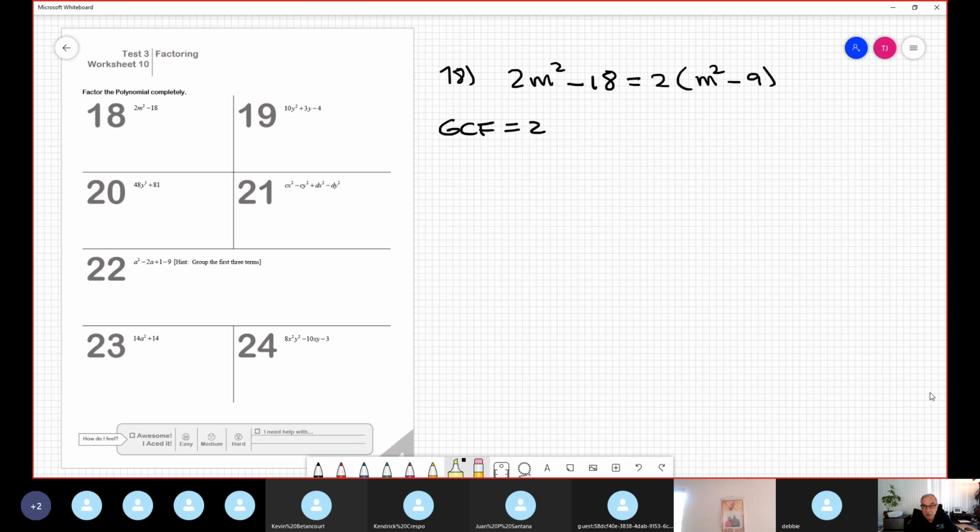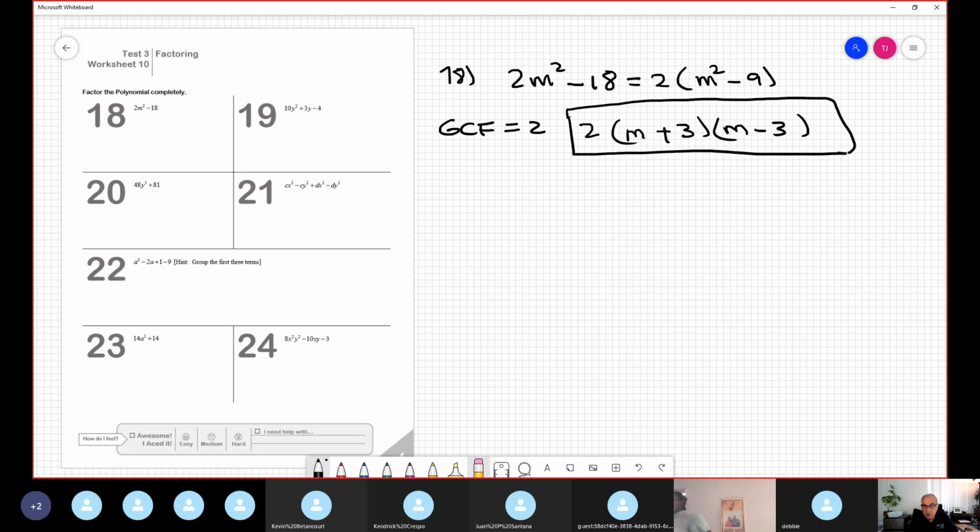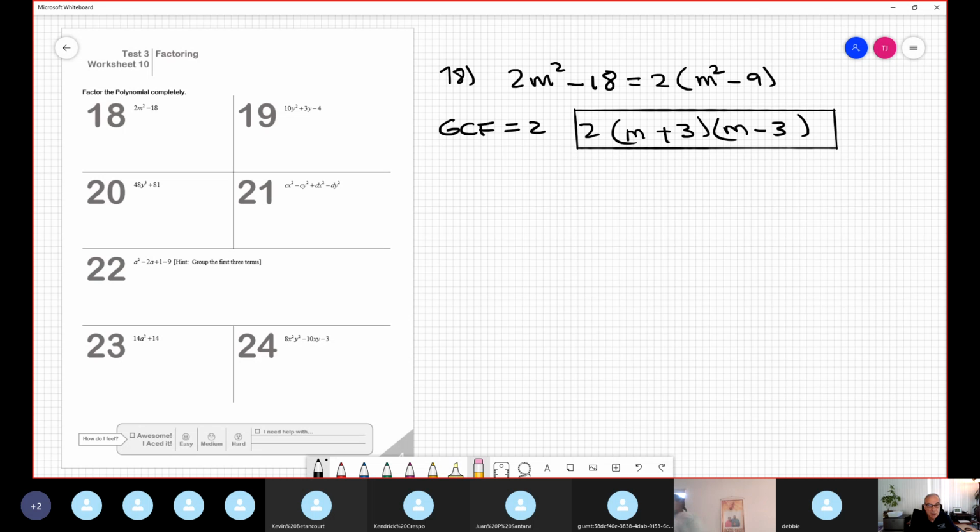Two, open two parentheses, and inside the parentheses you put the square root. This is m, 3, plus or minus, done, final answer. Okay, one more time we apply GCF first and difference of squares secondly. The answer is 2 times (m plus 3)(m minus 3). Okay.